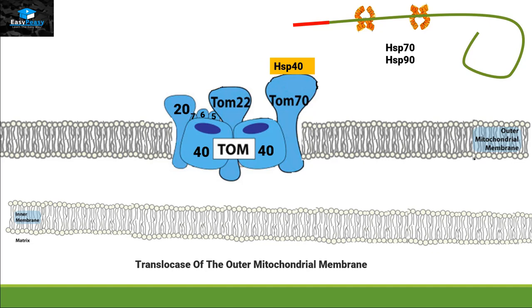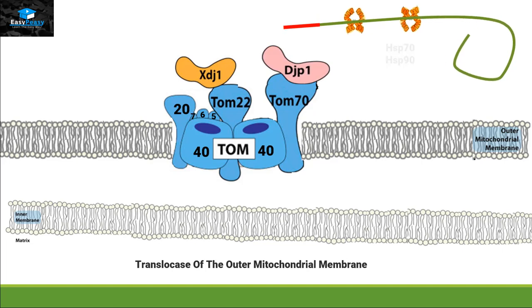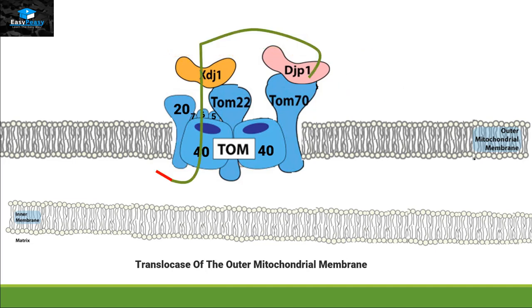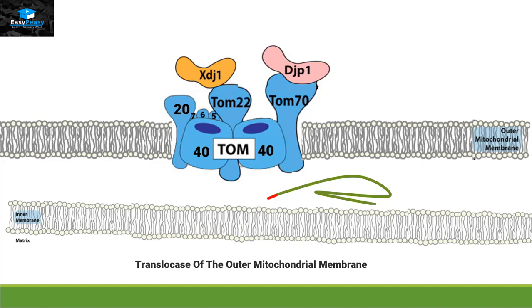Now, for example, in this picture, the co-chaperones that are going to recognize the chaperones on the protein are called XDJ1 and DJP1. They will recognize these chaperones, and the pre-sequence will be recognized by Tim20. This way, they will let the protein enter the core complex by Tim40 like this. Once the protein enters the intermembrane space of mitochondria, the pre-sequence will be cleaved by inner membrane proteases like this.